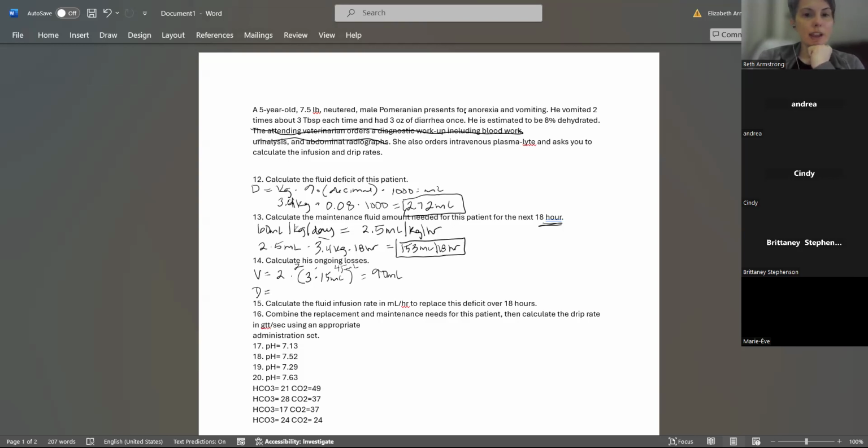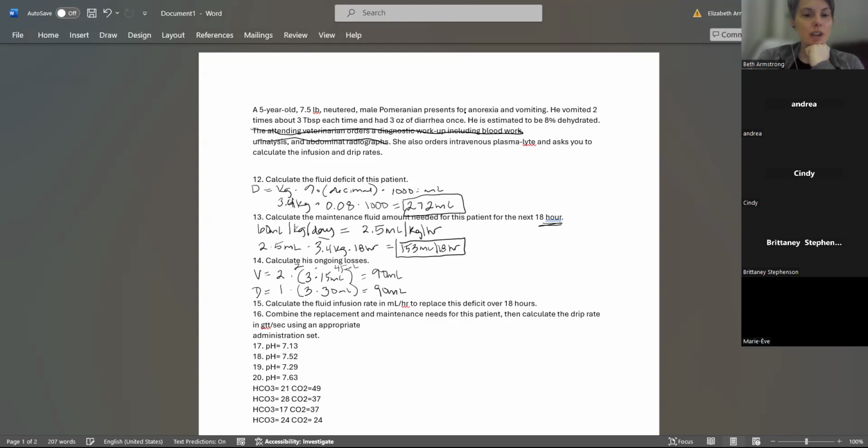Okay. So we have 1 bout of diarrhea. And it was 3 ounces. So 3 times, how many mLs are in 1 ounce? 30. 30. Good. Okay. So 3 times 30 is 90. 90. And then they only had 1 bout of it. So it's 90 mLs.